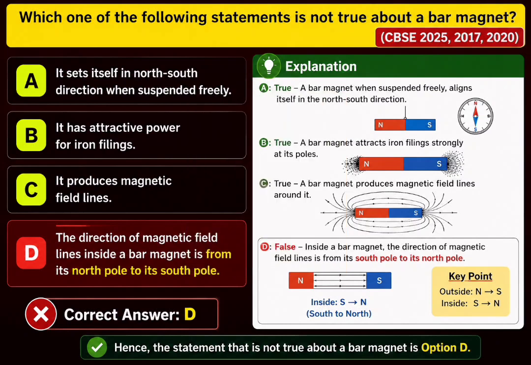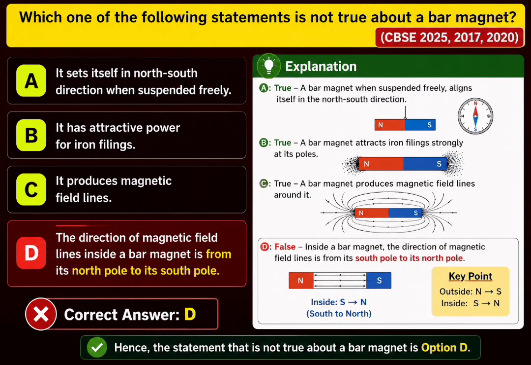Option D says, the direction of magnetic field lines inside a bar magnet is from North Pole to South Pole. This statement is false. Remember, outside the magnet the field lines go from north to south, but inside the magnet they go from south to north. Therefore, the statement which is not true about a bar magnet is option D.